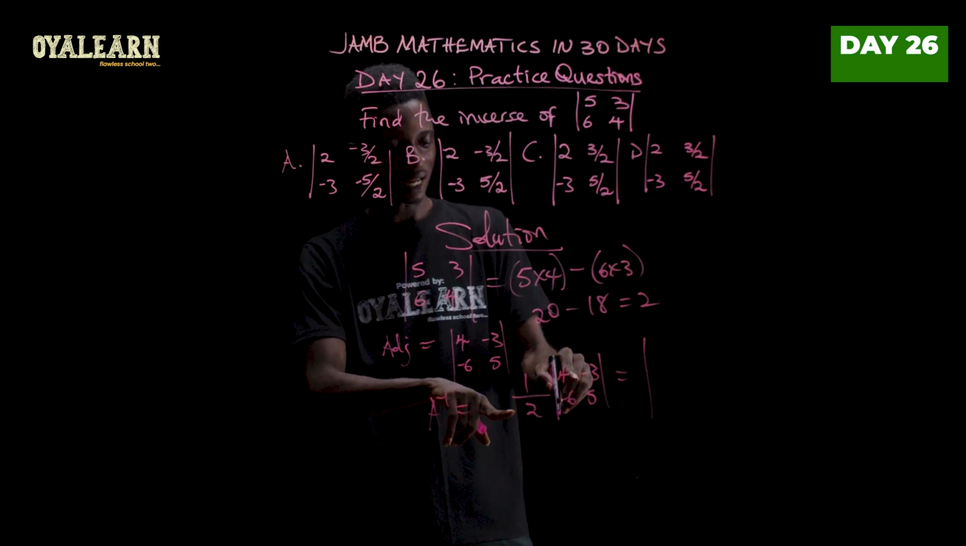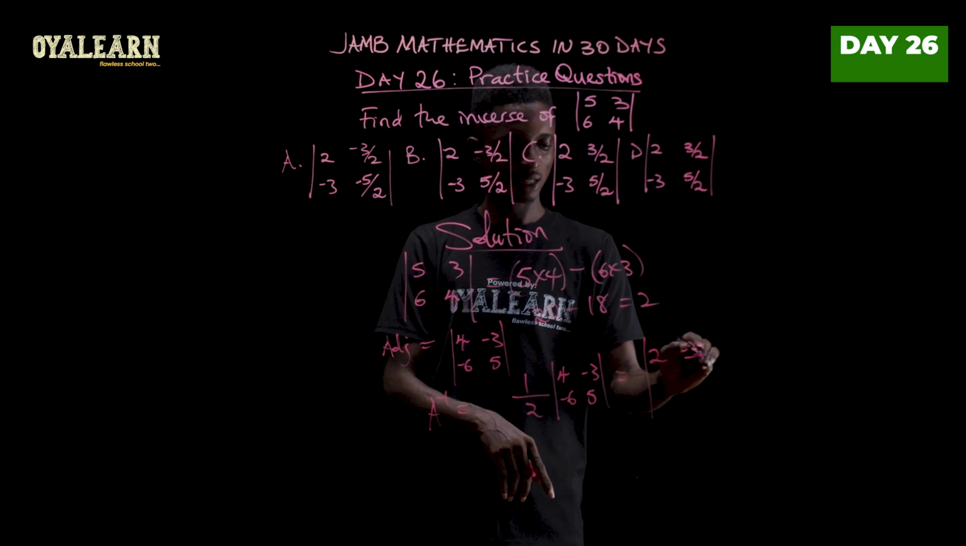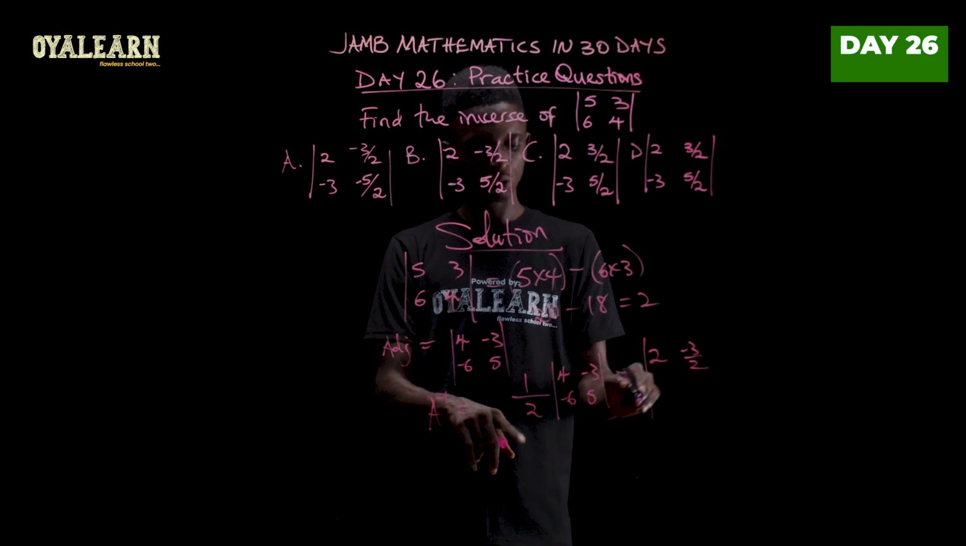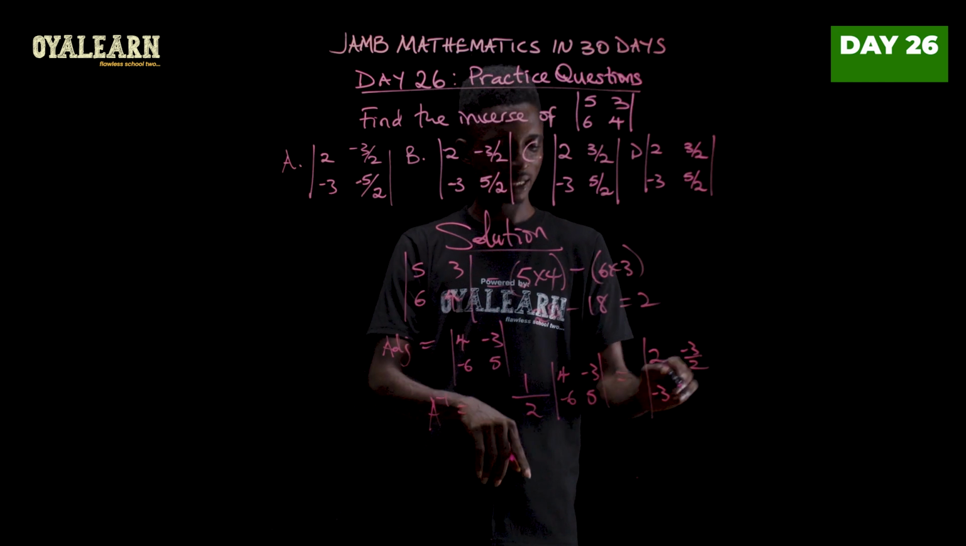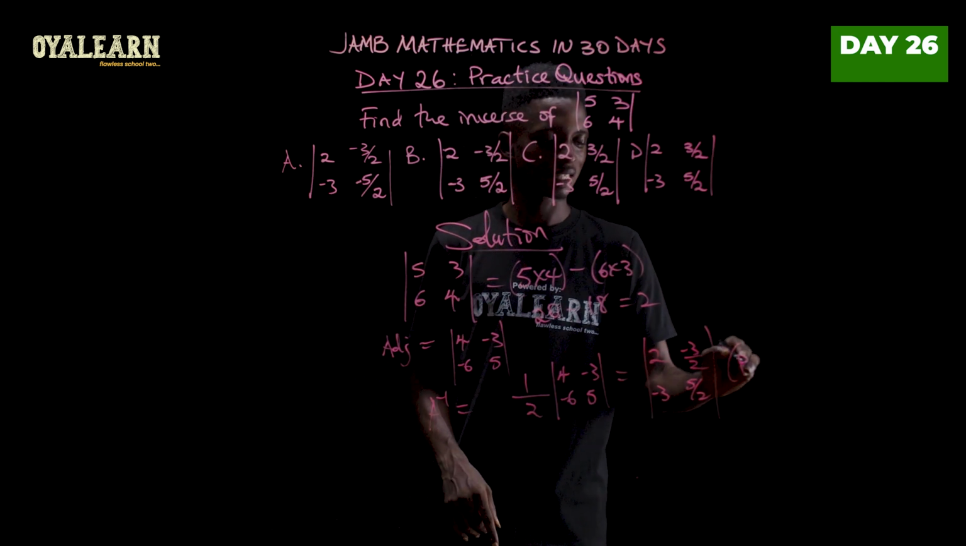So we see that this will be 4 over 2, which is 2. Then this is minus 3 over 2, minus 6 over 2, that's minus 3. And then 5 over 2. So still the same. So our answer is B.